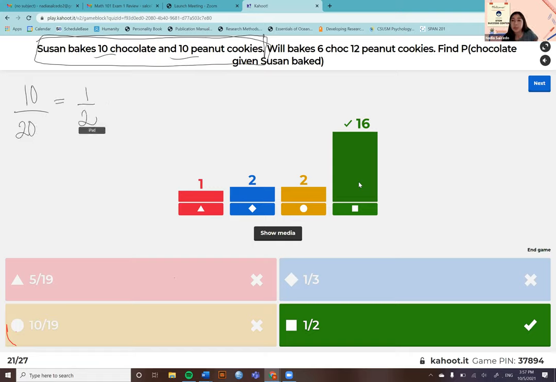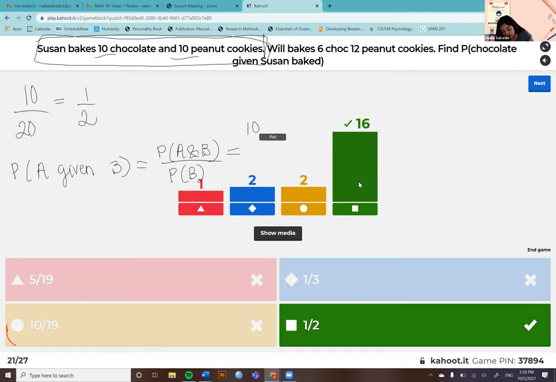You can also use the given formula, which is the probability of A given B is gonna be the probability of A and B over B. Okay, so the first one to plug in is the probability of A and B. So it's asking, what's the probability that Susan baked it and it was chocolate? That's 10, but it's gonna be out of the total 38 cookies because there's 10, 10, 6, and 12.